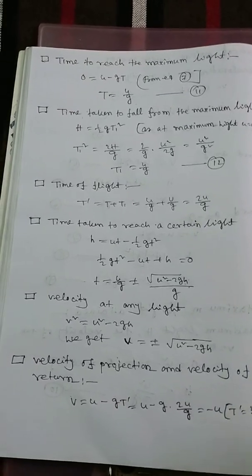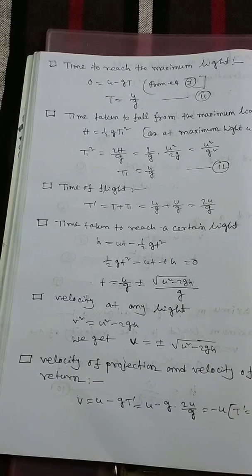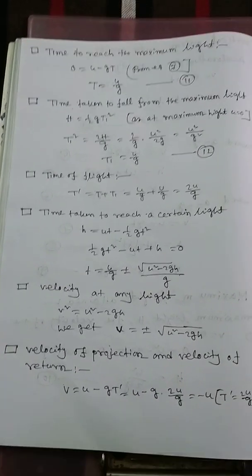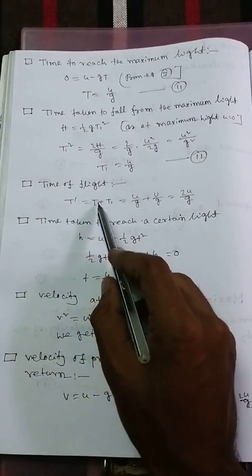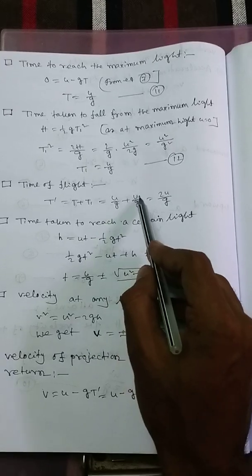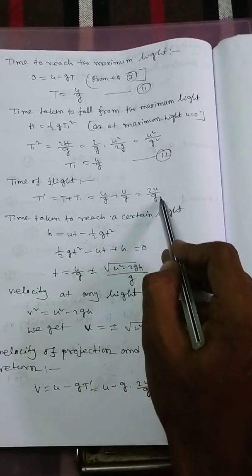Time of flight. It is the total time required for upward and downward motion. T prime equals t plus t1, equals u by g plus u by g, equals 2u by g.